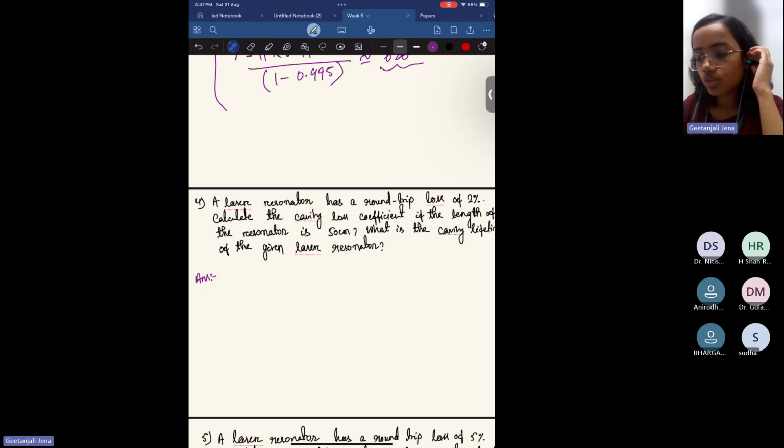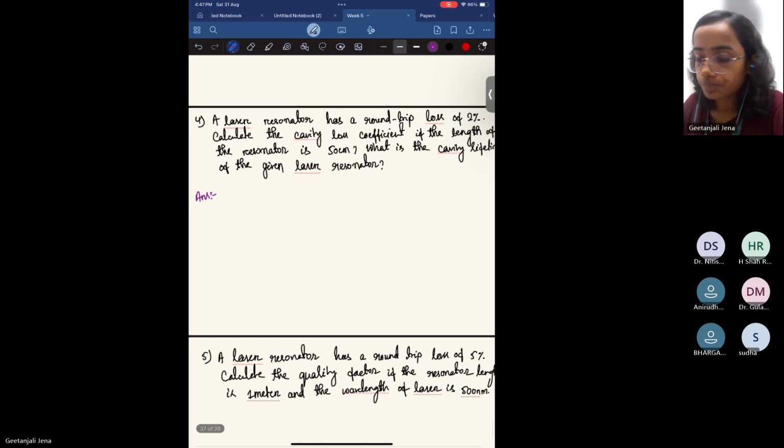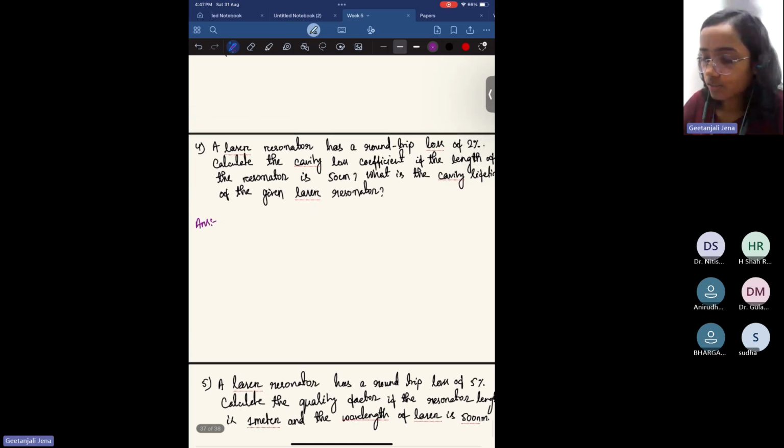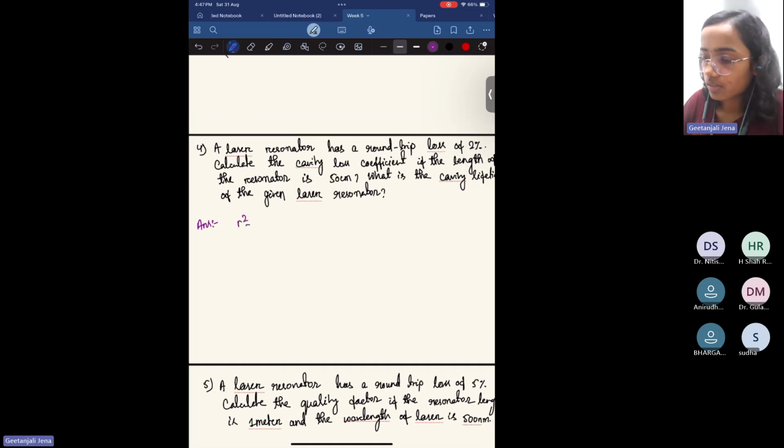So one thing you have to calculate first is the cavity loss coefficient, which is alpha RL. If you see here, the round trip loss is given. That means we can easily calculate the value of R square. So R square will be 1 minus 0.02, it means 0.98. Here it is lying between 0.9 to 0.99, so you can use the approximate formula.